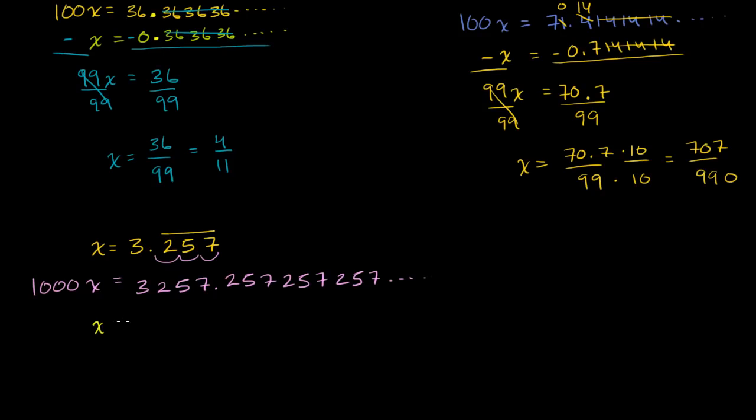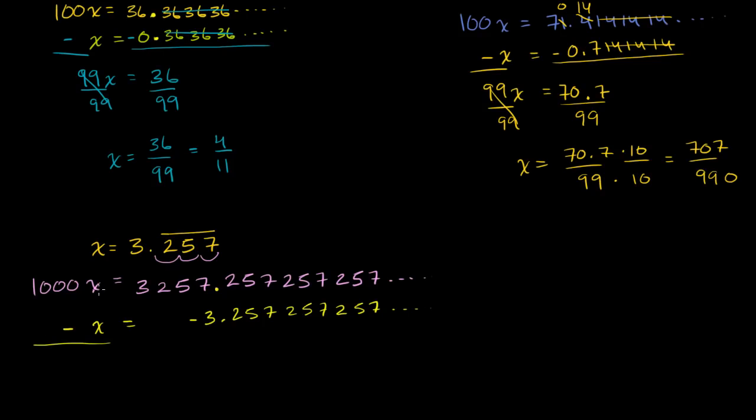So here's x. X is equal to 3.257, 257, 257, dot, dot, dot, keep going on forever. You want to make sure you have your decimals lined up. And notice, when we multiplied it by 1,000, it allowed us to line up the 257s so that when we subtract, the repeating part cancels out. So let's do that subtraction.